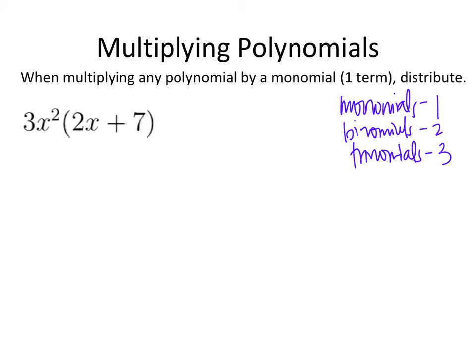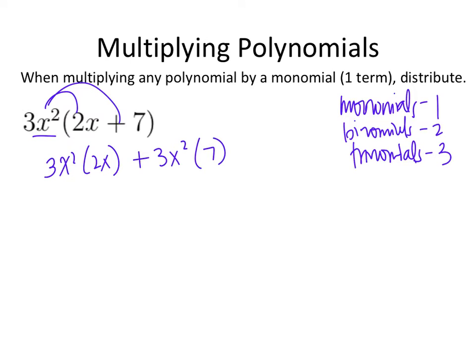When multiplying any type of polynomial by a monomial, by a polynomial with 1 term, all we have to do is distribute. So we multiply each of the terms inside the parentheses by the one on the outside. So I'm actually going to distribute 3x squared to 2x and 7. So 3x squared times 2x is what we'll have for our first term, plus 3x squared times 7.